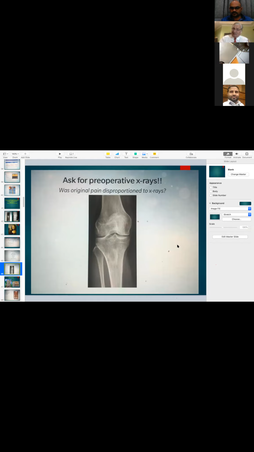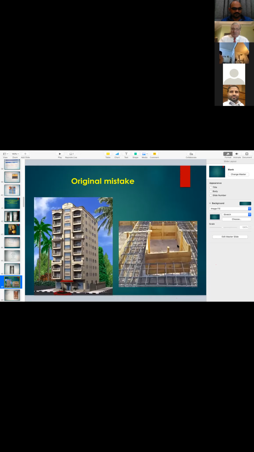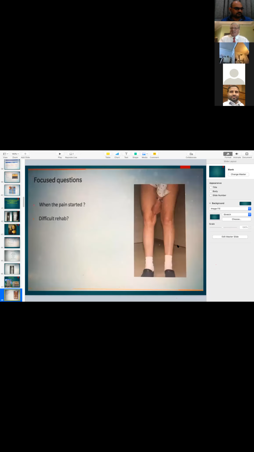Stiffness is okay, you can manage it, but believe me, the pain will still be there. You give him a good range of motion, but the pain will still be there. So there is always some question from the patient about when the pain started. It is a difficult rehabilitation. There is difficulty, as you need to reach your diagnosis step by step.